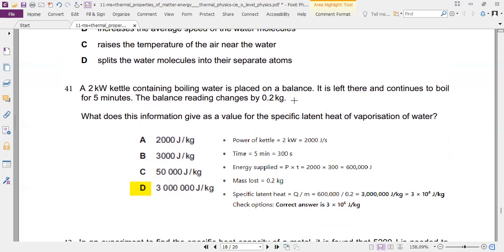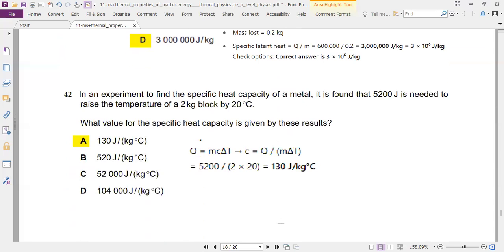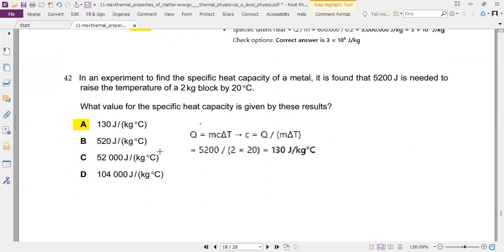So here, all the data is given: the power of the cathode, the time, the energy, and the mass. Specific latent heat is Q over M. So Q is equal to M times specific latent heat, so specific latent heat is equal to Q over M. Put this value, get this out. Specific heat capacity is calculated by putting all the data in here, and it comes out 130.